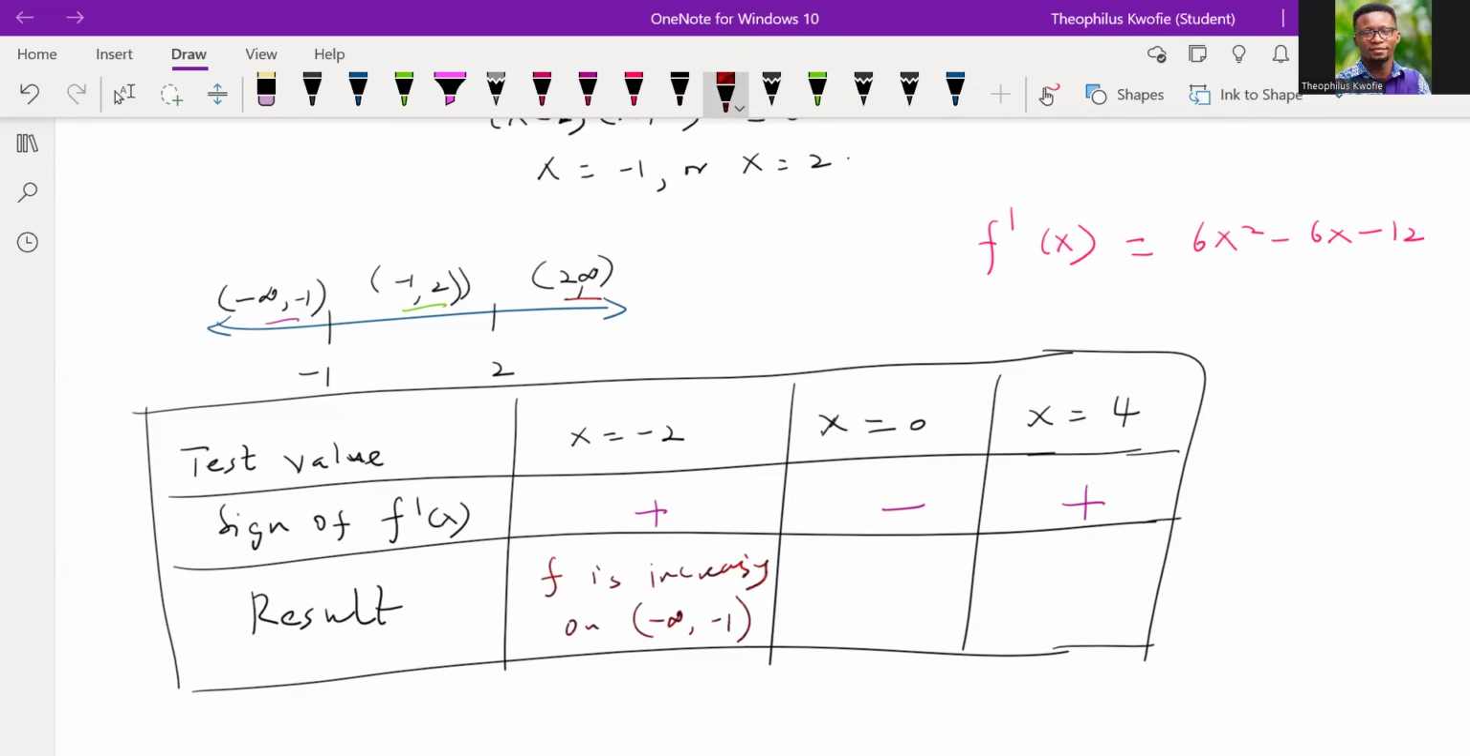And over here, we saw that it's negative. So it means that our f is decreasing on -1 to 2. And over here, we saw that it was positive. We said that f was increasing on 2 to positive infinity. Is that okay?